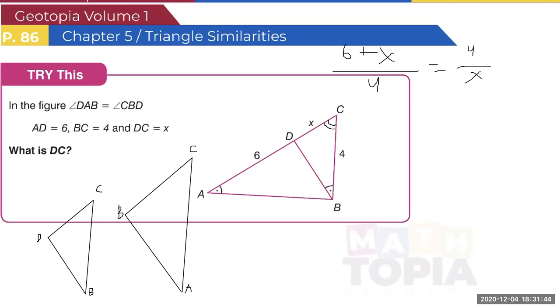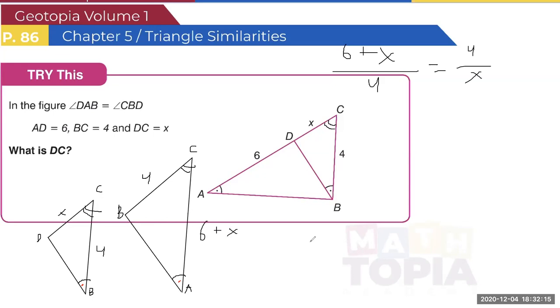right? And notice this is equal, equal, equal. And we have that this angle DBC is equal to angle BAC. So by AA similarity, these two triangles are similar, these two specifically. And now if we put in the lengths, DC is X, BC is 4, and AC is 6 plus X.